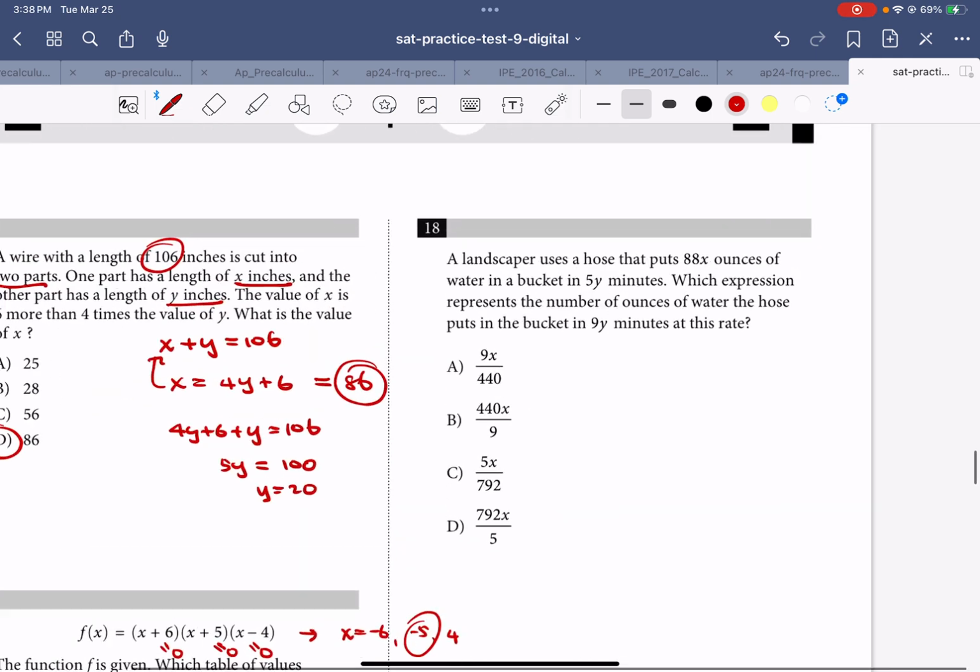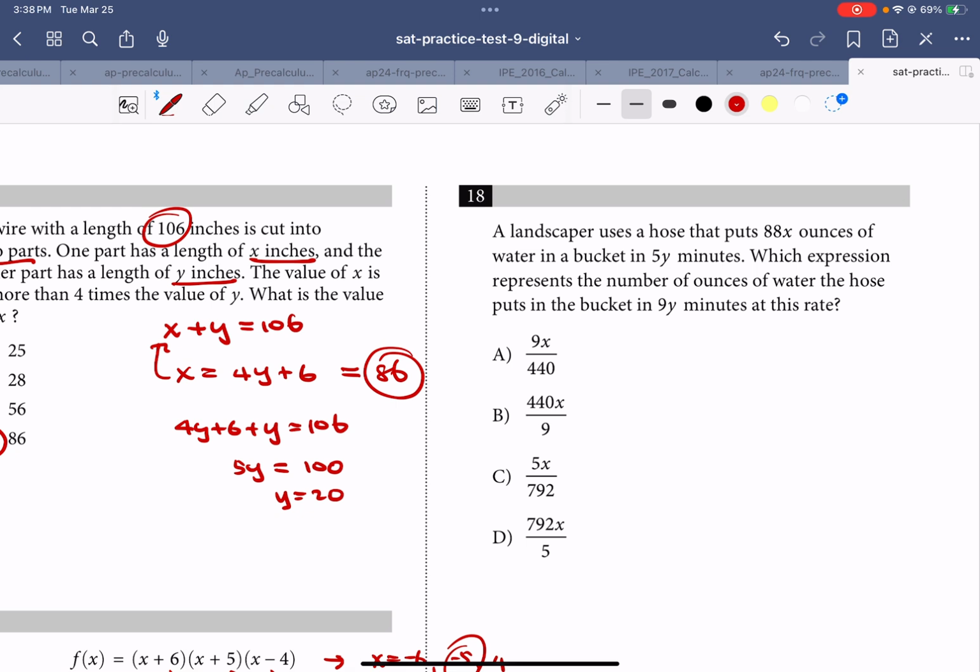All right, number 18. A landscaper uses a hose that puts 88x ounces of water in a bucket every 5y minutes. Okay, that's a rate. Now, which expression represents the number of ounces of water the hose puts in the bucket in 9y minutes? So at this rate, you can make a proportion. If you have two rates equal to each other, because we are using the same hose, then you can make a proportion. So you can say 5y minutes, and it will be 88x ounces. Now, say m is how many ounces in 9y minutes? Okay, so you solve for m.